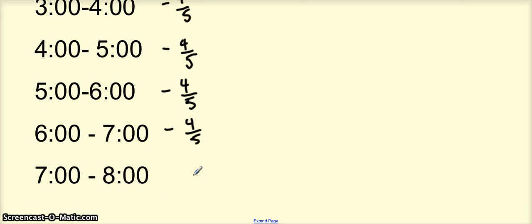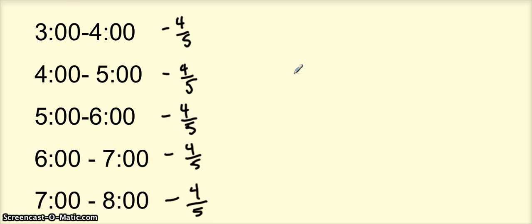Now at this point, I have two options. I can either add up all of these -4/5, or I can take -4/5 and multiply it times 5. I'm going to do the second. I'm going to take -4/5 and I'm going to multiply that times 5.